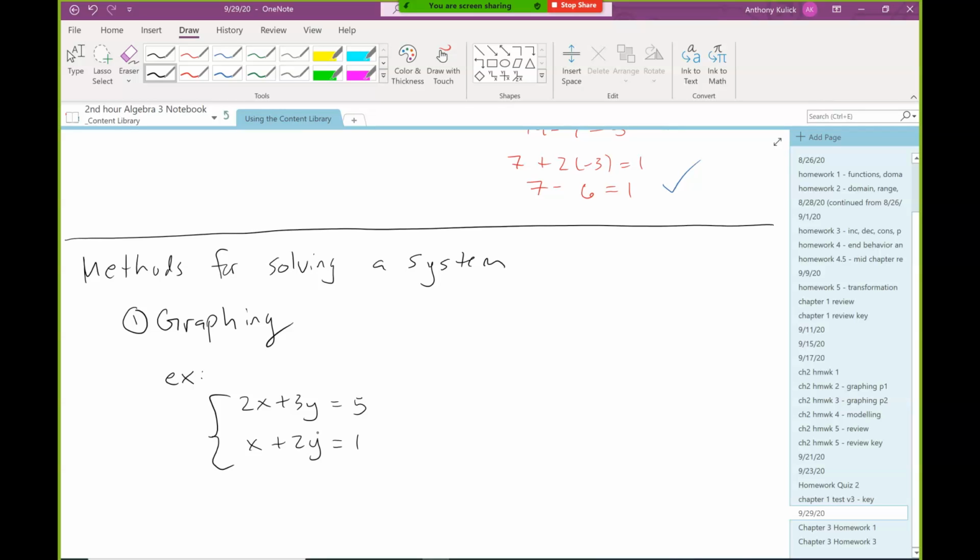Now, what shape of graph are these equations going to produce? That should be something you can look at and tell the answer for. An X.